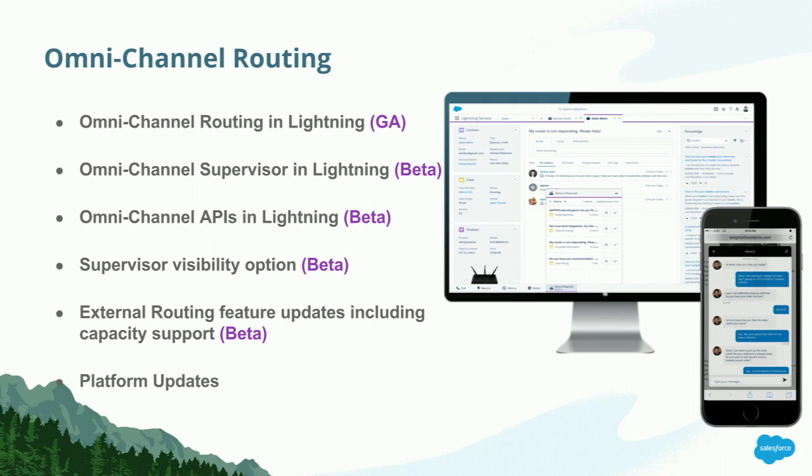Now I want to focus a little bit on external routing. External routing was first put out in a closed beta in the summer release, and it's going open beta with our winter release. The good thing is right now we have all the capabilities that a partner would require in order to attach or integrate themselves with omnichannel.